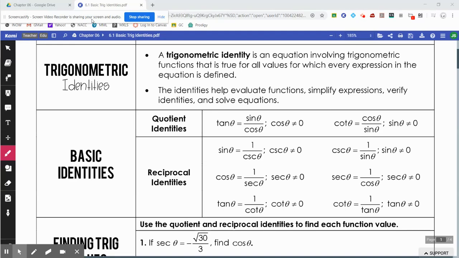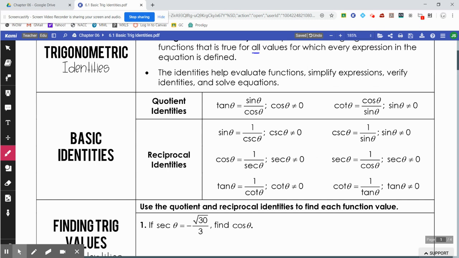Okay, in this section, we're going to be talking about trigonometric identities. And by definition, a trigonometric identity is an equation involving trigonometric functions that is true for all values, not just most, but all. No matter what you're talking about, it will always be true, for which every expression in the equation is defined. The identities help evaluate functions.